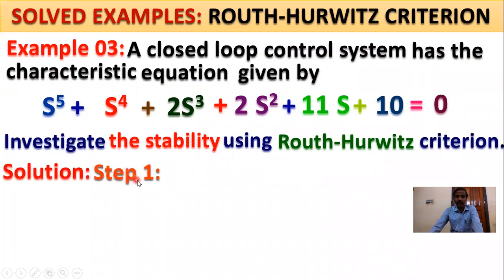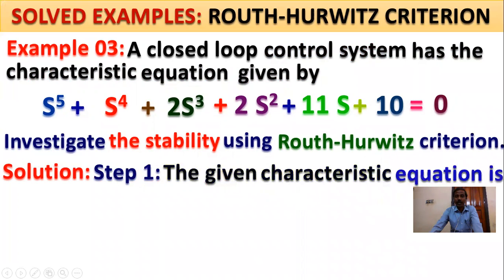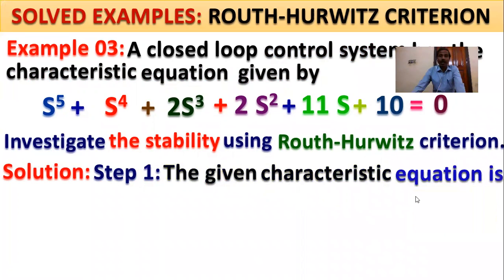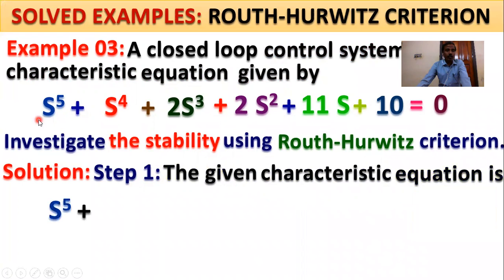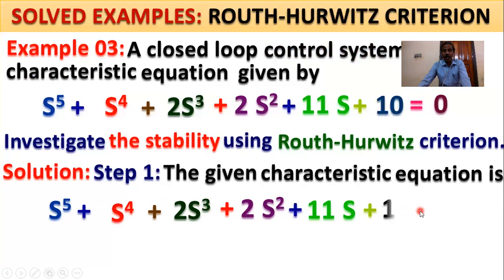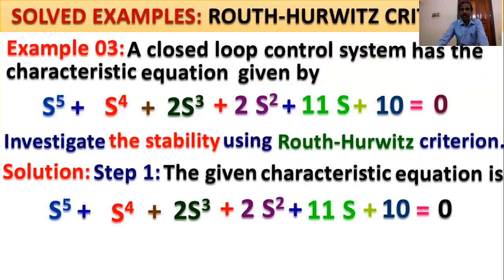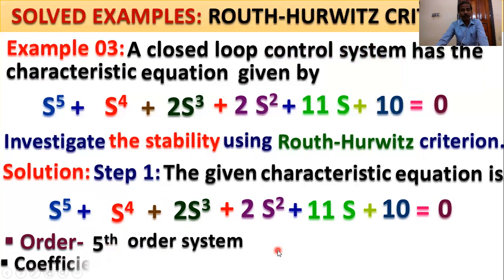Solution. And this is step number 1. The given characteristic equation is s to the power 5 plus s to the power 4 plus 2s cube plus 2s square plus 11s plus 10 equals 0. And the order of this polynomial is fifth. So this is a fifth order system or fifth order polynomial equation.